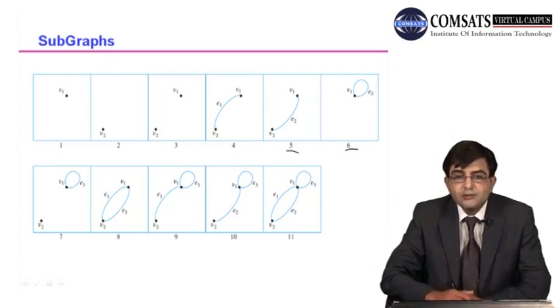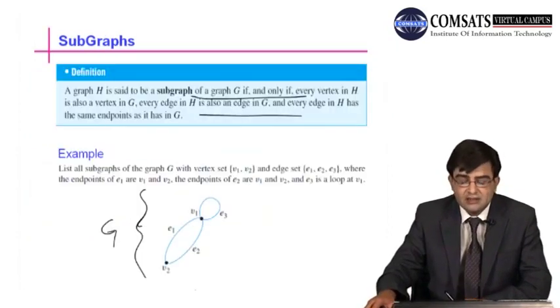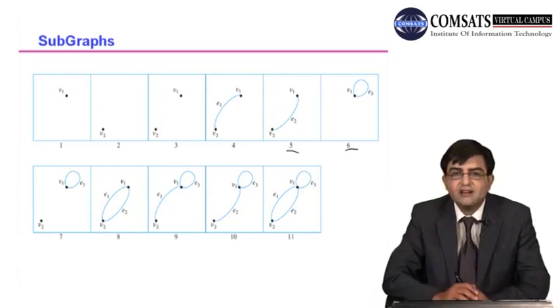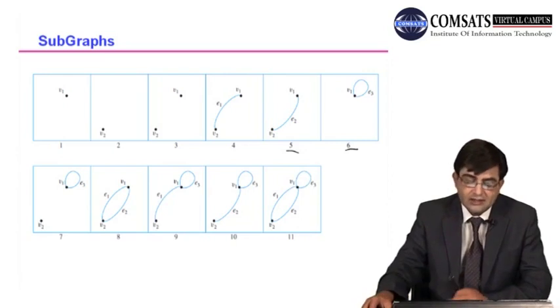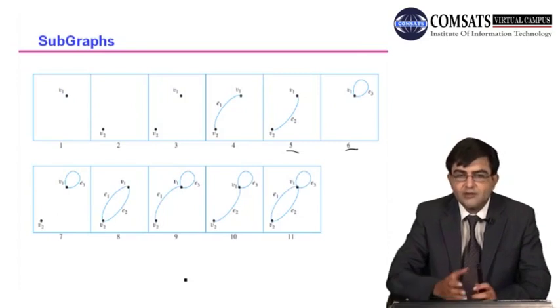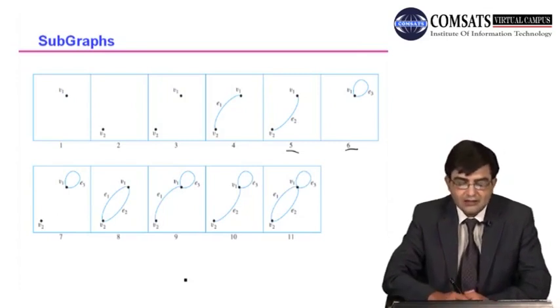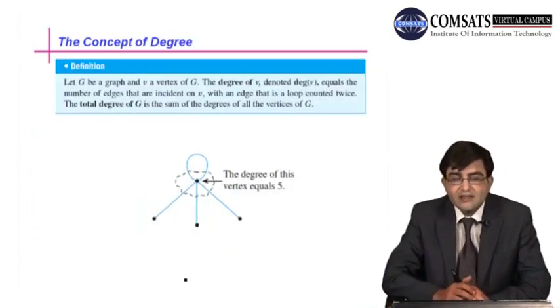So these are all the possible subgraphs which we can draw for this graph G. You can see all these graphs satisfy all the conditions given in the definition. So this is basically the definition of a subgraph, and this is how we can draw all the possible subgraphs of a graph G. So next, what is a degree?